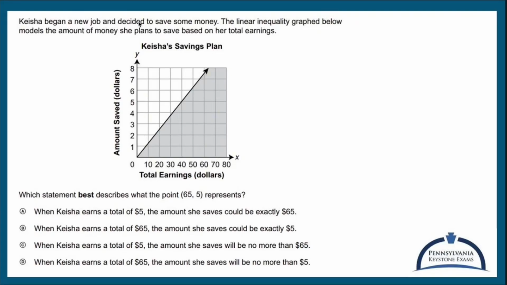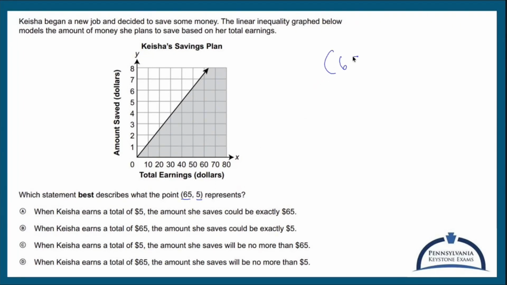Keisha began a new job and decided to save some money. The linear inequality graph below models the amount of money she plans to save based on her total earnings. So she has this picture right here, and she plans on saving this shaded region amount of money. Which statement best describes what the point (65, 5) represents?